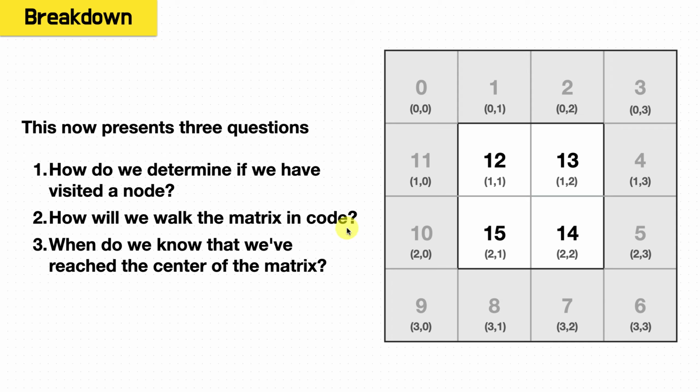The next is how do we walk this matrix in code? How do we go around these edges and make sure we're always turning inward each time? And finally, we saw that we returned after adding that last item. How did we know we found that final node in our matrix?